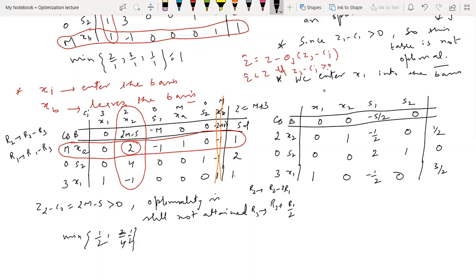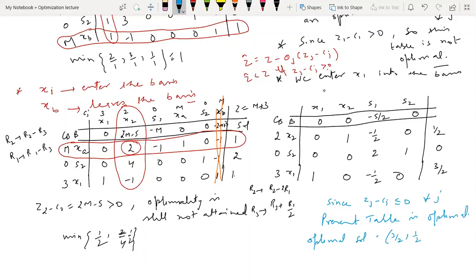So you see I got a basis with my original variables, and my zj minus cj's are all less than or equal to 0. Since zj minus cj is less than or equal to 0 for all j, the present table is optimal, with optimal solution x1 is 3 by 2, x2 is 1 by 2, s1 is 0, and s2 is also 0.